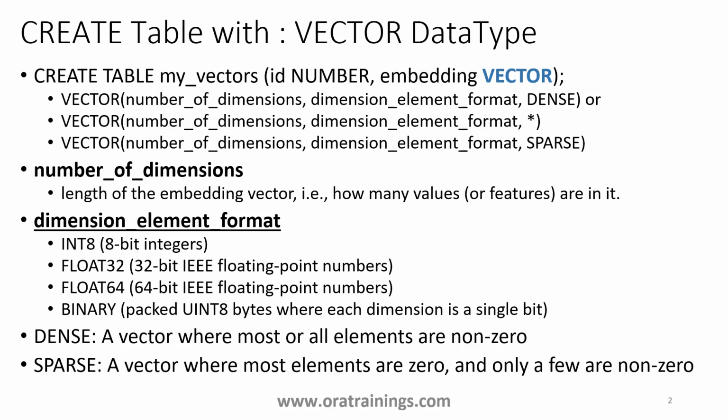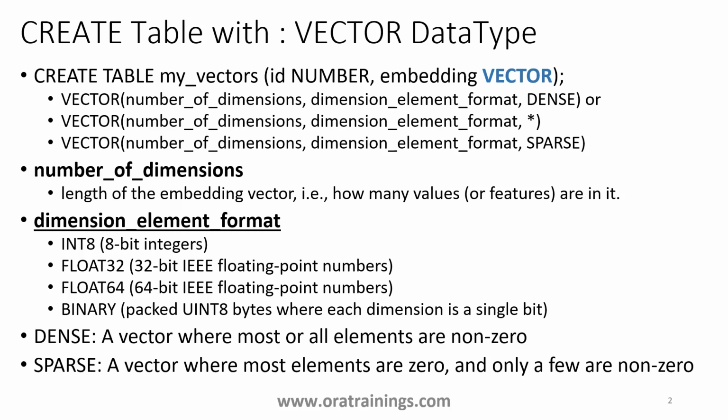If you want to specify extra properties, there are three properties provided. The first one is the number of dimensions, nothing but how many features it has, or what length you are expecting for your vector. That's what you can mention for the number of dimensions.